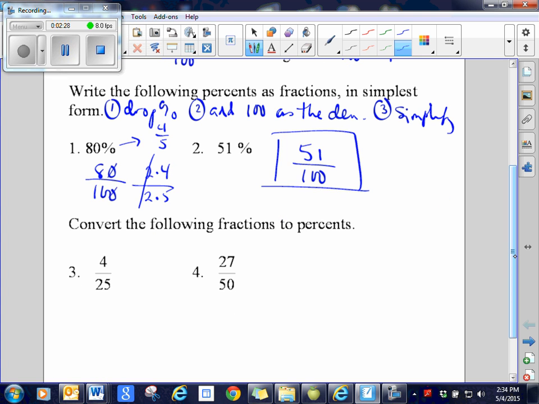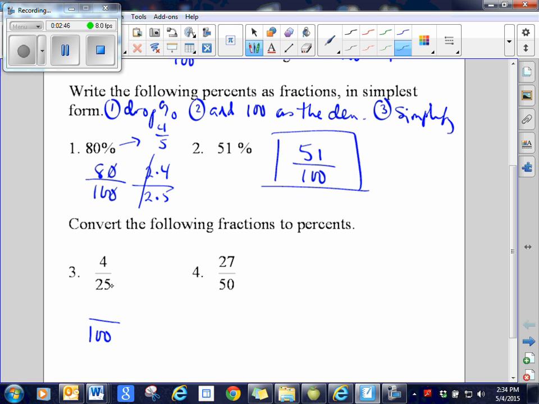So now we're going to go back the other way. This was taking percent signs and making them fractions. Now we're going to take a fraction and we're going to convert it to percents. We're going to learn a couple different ways to do this, but in this particular section, this is all about taking the denominator and making it 100.